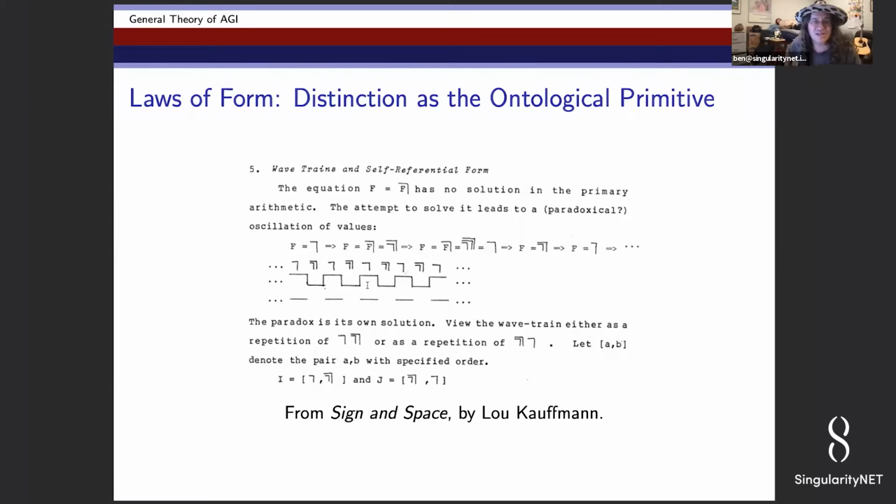But for convenience, let's call the blank state, the void, falsehood and the distinction, the marked state, truth. Then if you look at an equation like F equals not F, which we see here, one thing we see is that neither truth nor falsehood, neither the marked state nor the unmarked state works, right? Because neither of them fulfills that equation. So X equals not X is not fulfilled by either true or false, right? So then an observation made by Lou Kauffman in his beautiful essay Sign and Space, which I also read in the 1980s.